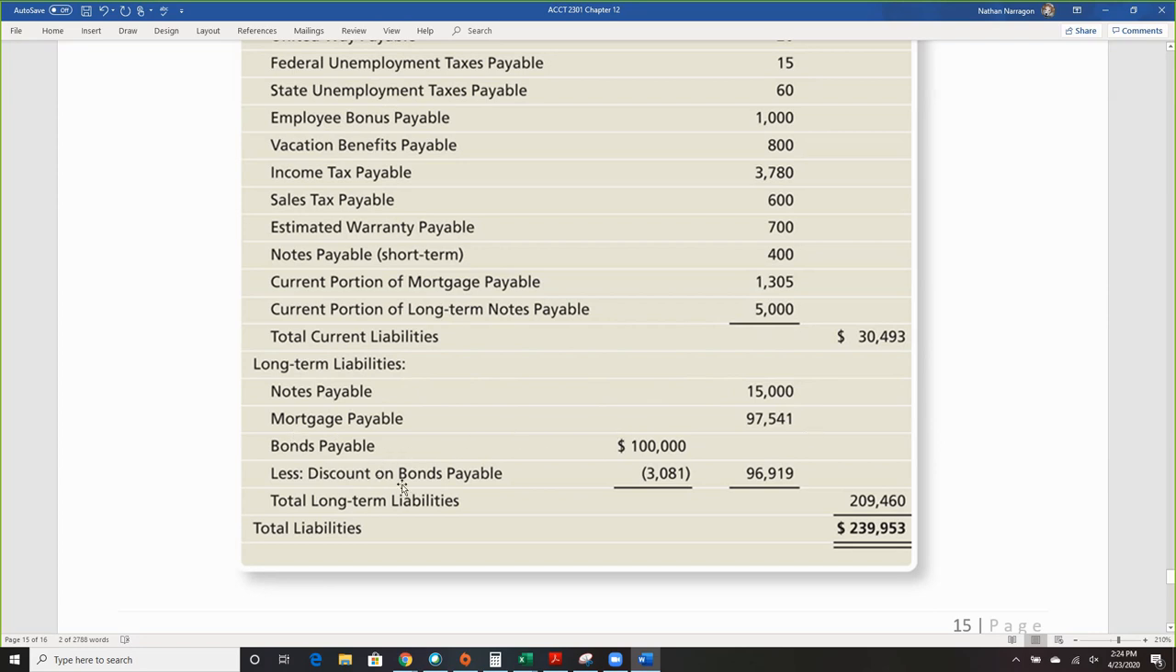And then here's our good old bond payable. So, this one actually does show the $100,000 minus a discount on bonds payable of $3,081 to give us our net. To find our net long-term liabilities. Okay?